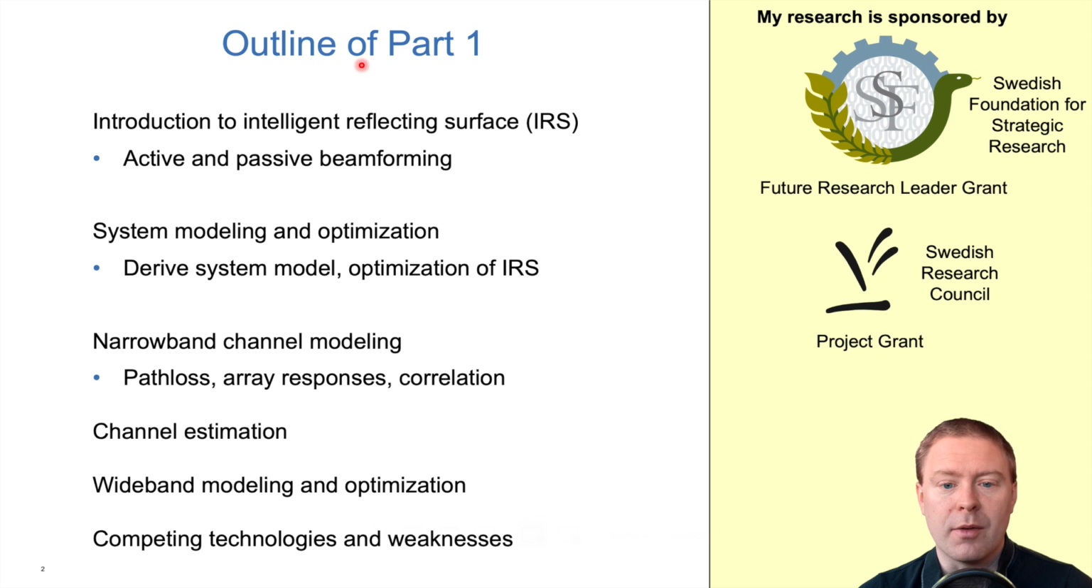Looking at the outline of part 1, I will first provide you with an introduction to intelligent reflecting surfaces, what it is and what it means to do active beamforming and passive beamforming. And then I will talk about system modeling and some of the basic optimization that you can do with these surfaces. So I will derive a system model and I will optimize the IRS configuration. Then I will go more in detail into how to model the channels when we are operating over a narrowband system channel. And I will particularly talk about the path loss, array responses, and spatial correlation.